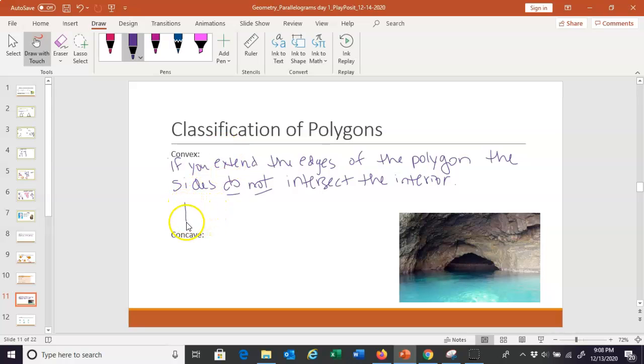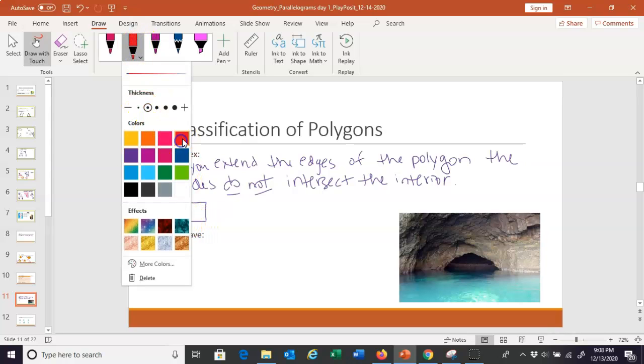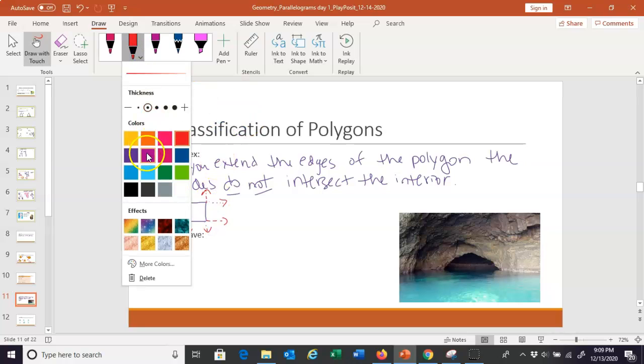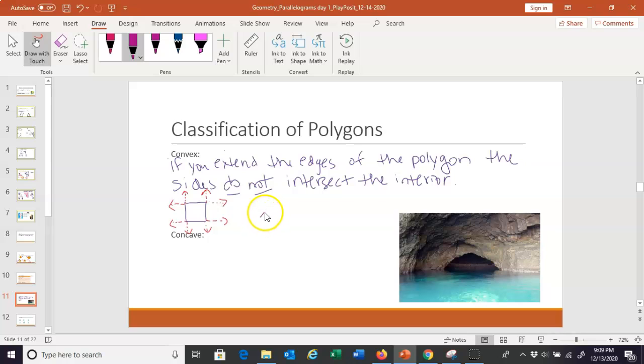So let me show you what I mean about this side business. So I have a square, and if I extend the edges, so let's say I extend this edge, see how it doesn't go on the inside of the shape? No matter what edge I extend, it will never go inside the shape. That's the definition of a convex polygon. See, I'm extending each of these side lengths, and those red lines do not go inside the shape at all. So no matter what kind of convex polygon, that's what you're going to get.